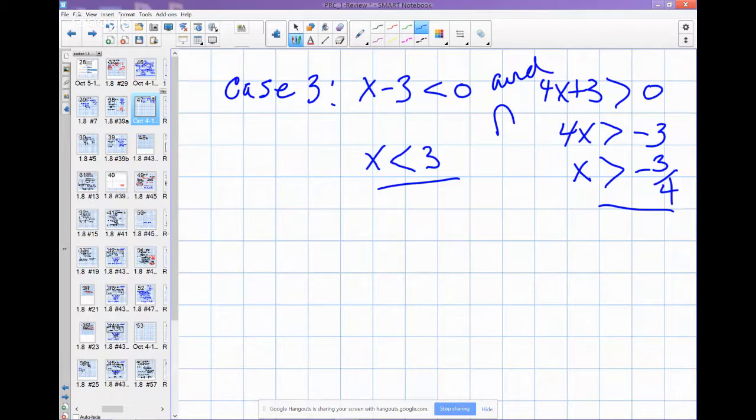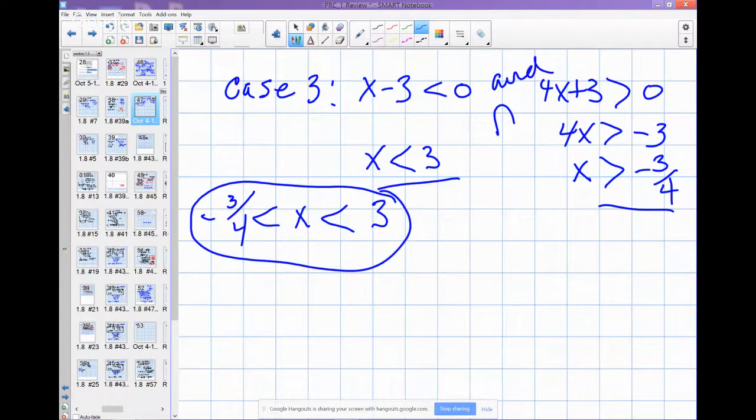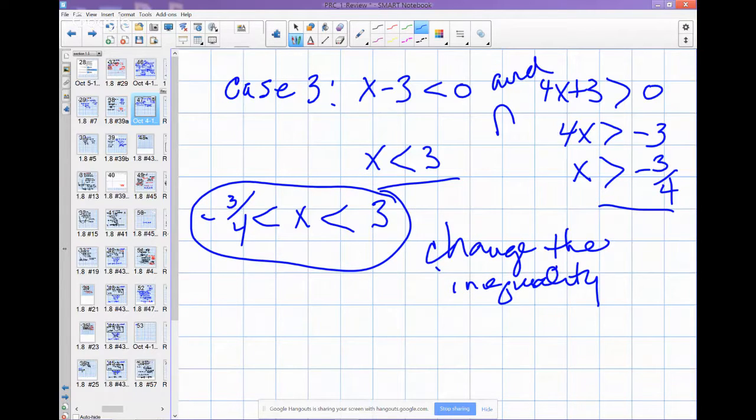Well, that's a sandwich. That's when x is between negative 3/4 and 3. Okay, so here's the case 3 result, and here we have to change. Why? Because we multiplied by a positive and a negative, and a positive times a negative is a negative, so we would have had to, or I should say reverse.